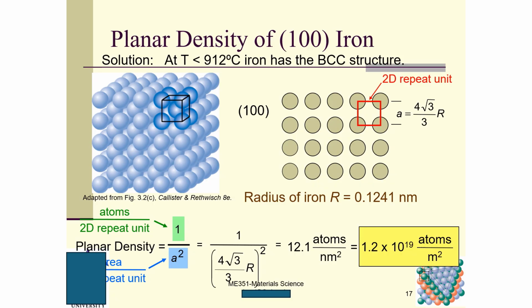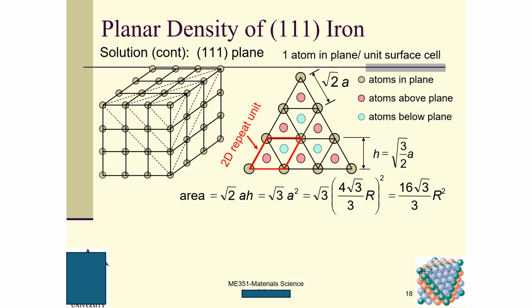So you can see this planar density and this unit equals atoms per meter square. It's a very, very huge number. And you can imagine in a square meter area, how many atoms we can have. I would say so small, right? This is understandable. The huge number is understandable. The planar density of iron.